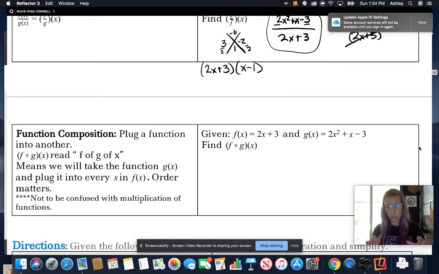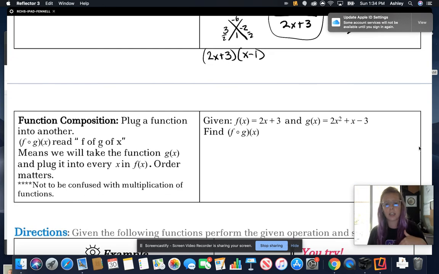Okay, this is probably the new stuff. This is a composition of functions. So what we're doing is we're going to take a whole function, and every time we see x in another function, we're going to replace it with the entire function. So what does that mean? Well, in this case, this is read f of g of x. And what it means is I want to take all of g of x, that entire function, and I want to evaluate it inside of f of x. I want to replace all the x's in f of x with that function g of x.